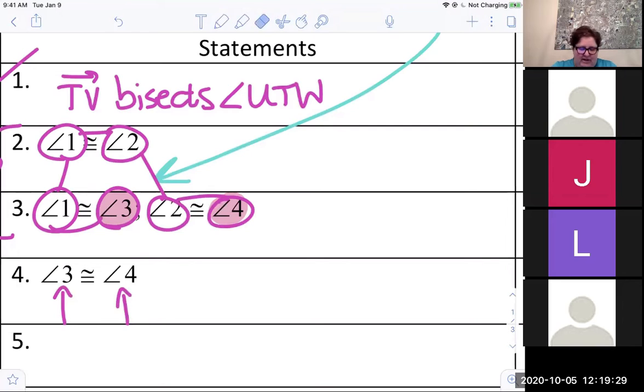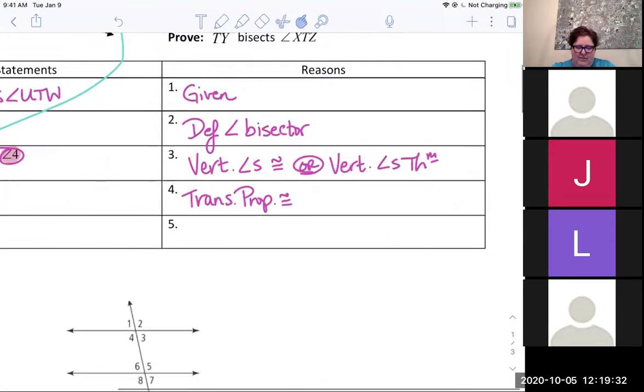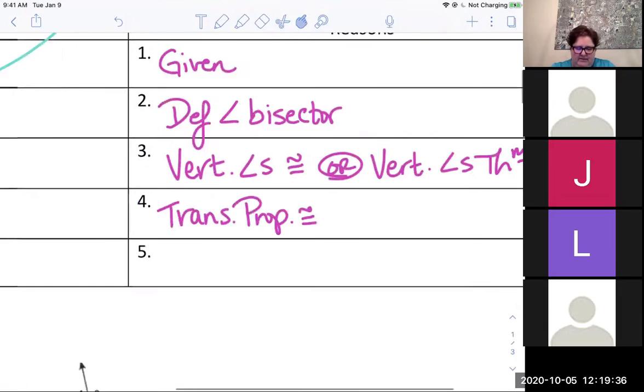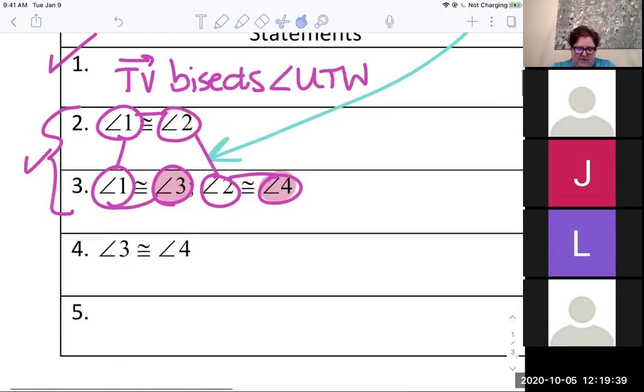transitive. But again, it will not be substitution. If you're having that problem remembering that, write it right here, not substitution because it's congruence. Okay, so we use 2 and 3 together to get 4.